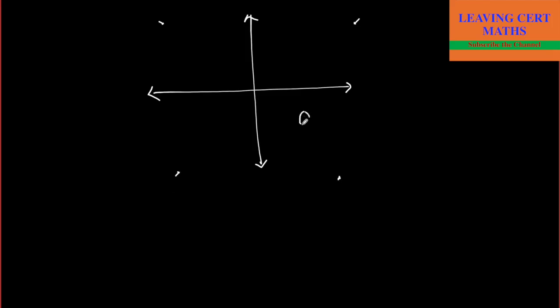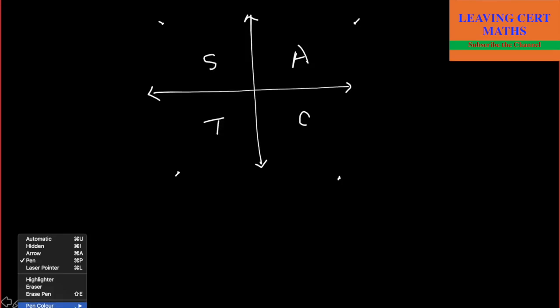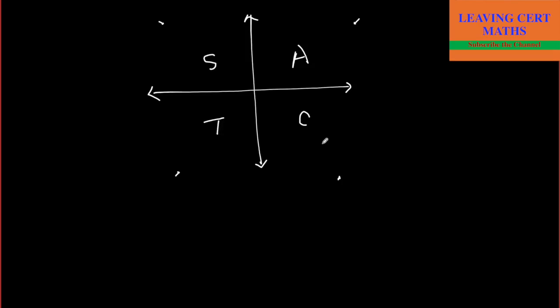Okay, I am writing C A S T. Have you seen this one anywhere? No. Okay, see, I have written CAST. This means that in the first quadrant all angles are positive.